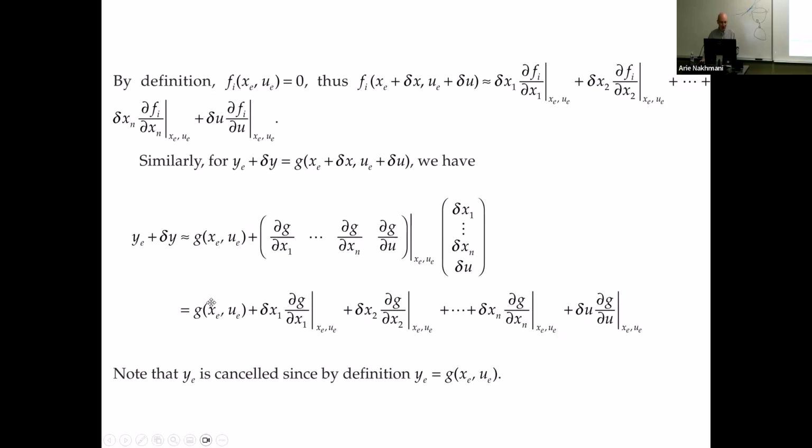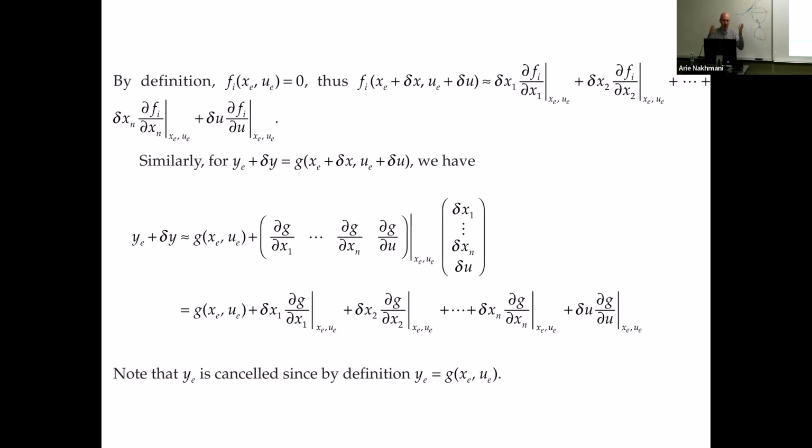But what happens to this thing? Why is this thing cancelled? Because y equilibrium, which is that part, is defined as g at equilibrium, right? So the output at equilibrium, because y equals g, right?